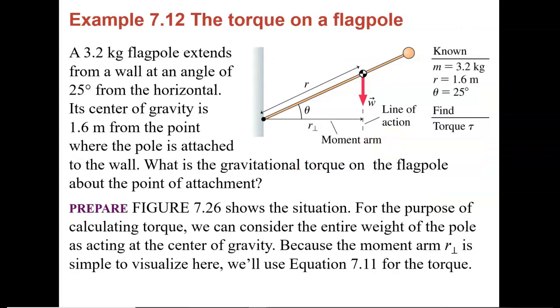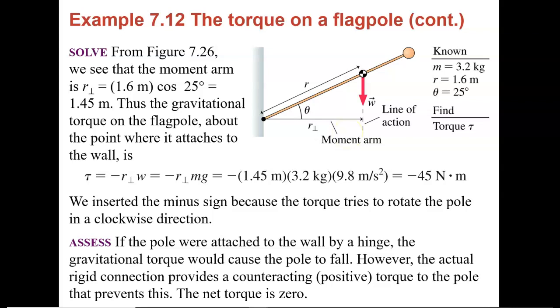All right, so if we have something like a flagpole, we have a force pulling down. A 33.2 kilogram flagpole extends from a wall at an angle of 25 degrees from the horizontal. If the center of gravity is 1.6 meters from the point where the pole is attached to the wall, what is the gravitational torque on the flagpole about the point of attachment? So we have this situation set up here. We know our angle. We know how far our force is from the pivot point. We can figure out the torque because we know the mass of the object.